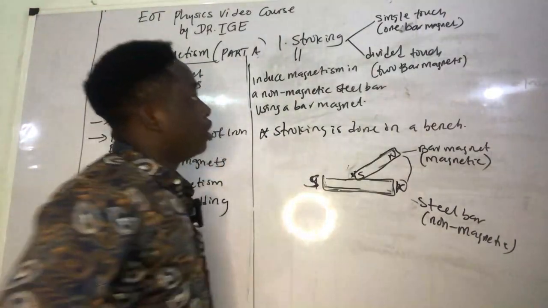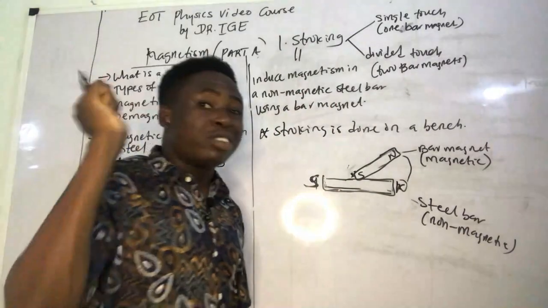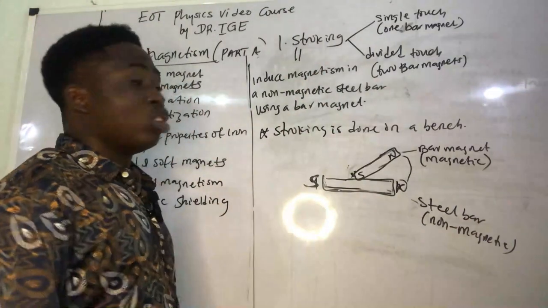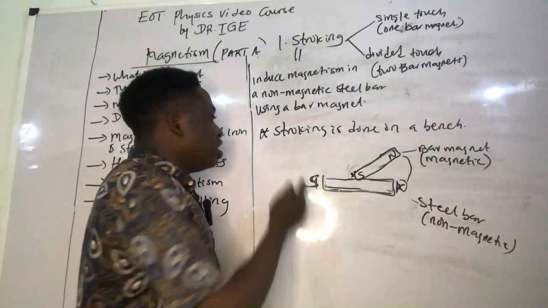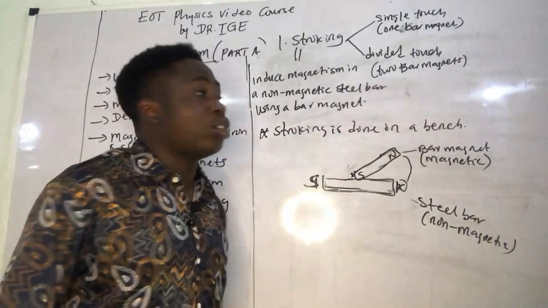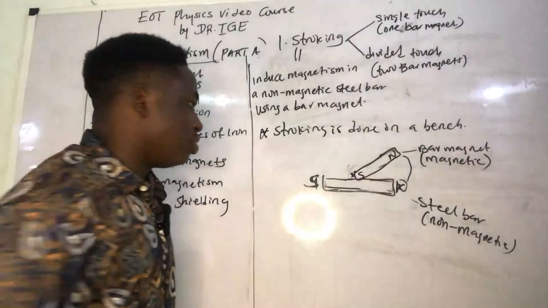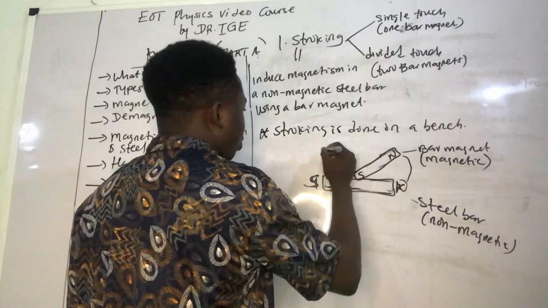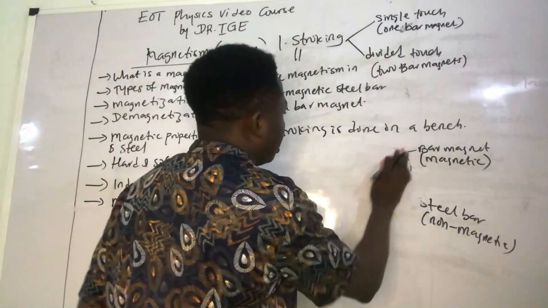So let's go to the next one, which is what? The divided touch. Then I will tell you the difference between the single touch method and the divided touch method. Now for the divided touch method, what you actually use is how many what? Two bar magnets rather. You grab. So it means as we have one here, let me start again. Let me do your diagram again.